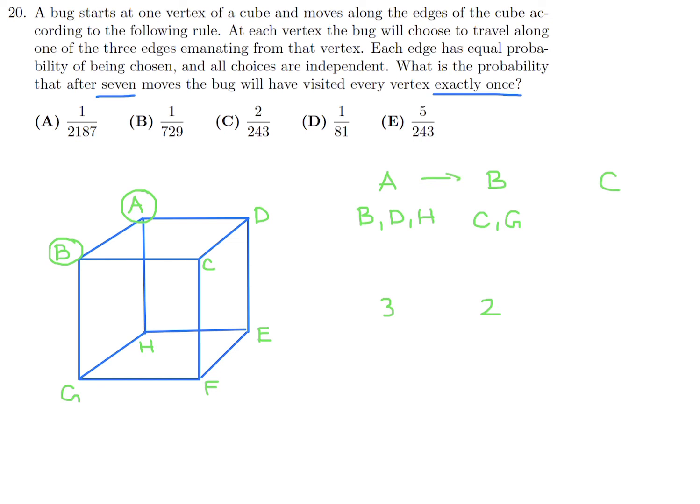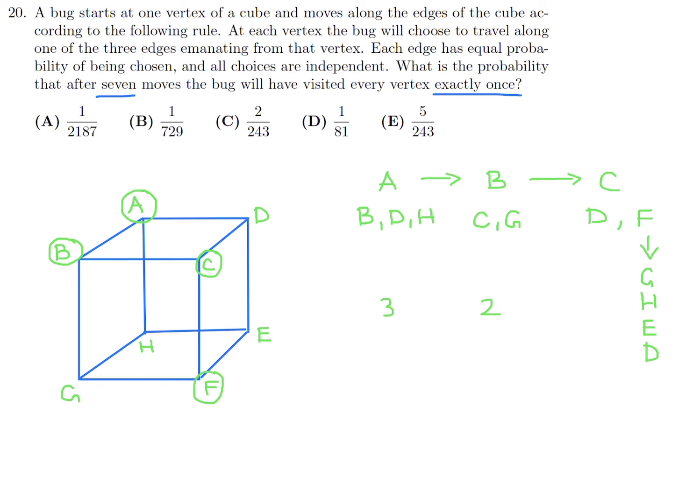Let's choose C. Let's say he goes to C next. Okay, now he's at C. Now from C, where can he go? Well, he can't go back to B, so he can only go to D or F. Now at this point, our choices are very limited. For example, if he goes to F, from that point, he can only go in one path. And that path is G, H, E, D. And that's it. That's the only way you can visit all the vertices exactly once.